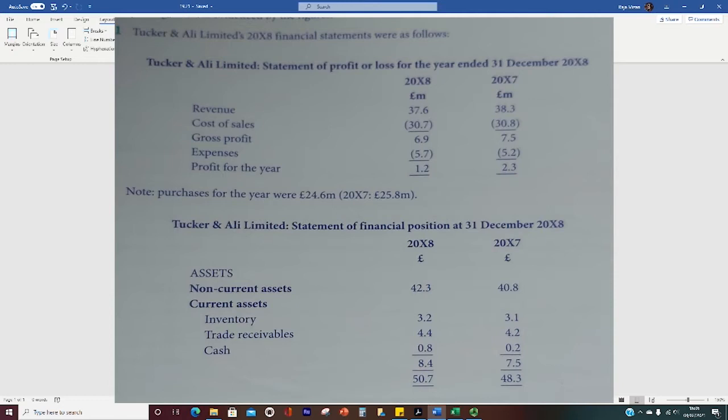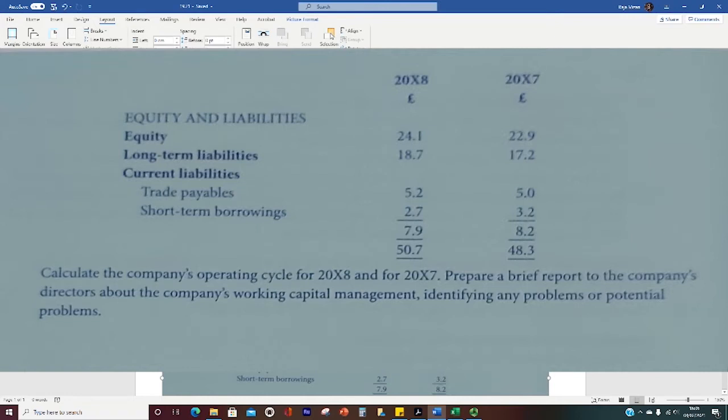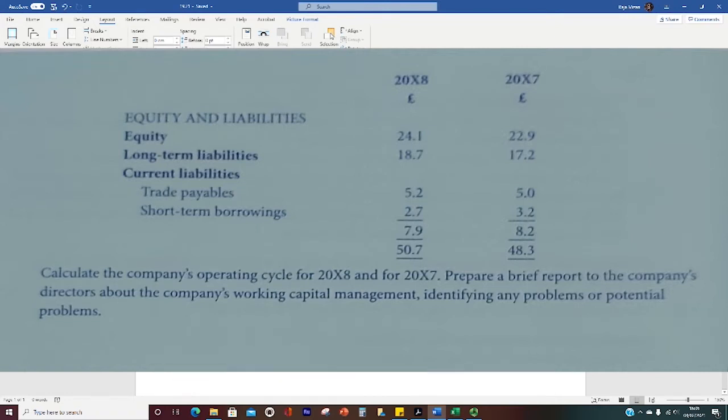Okay, so let's see. Then we have Tucker and Ali Limited statement of financial position at 31st December 20x8. We have assets, non-current, current assets, inventory, trade receivables, and cash. As we can see, we have our total assets given. On the next picture, we have equity and liabilities. If you go through, we have equity, long-term liability, and current liabilities, trade payable, and short-term borrowings. Hence, both sides of our balance sheet tally.